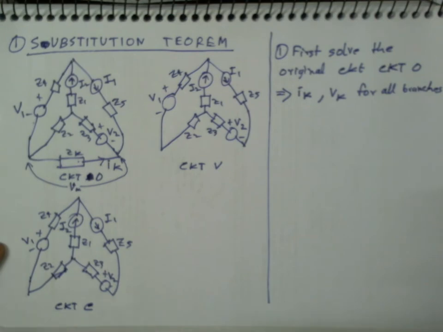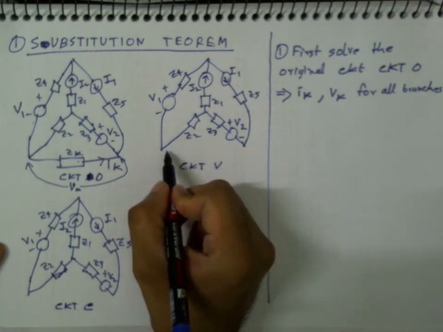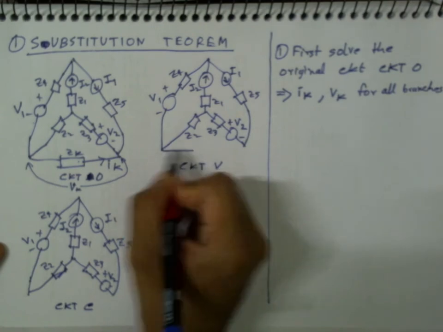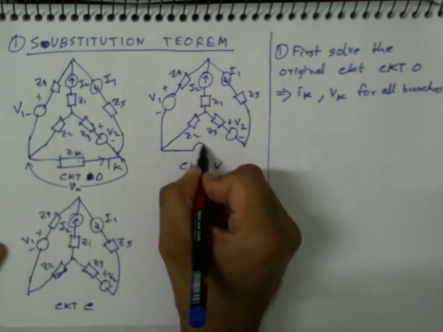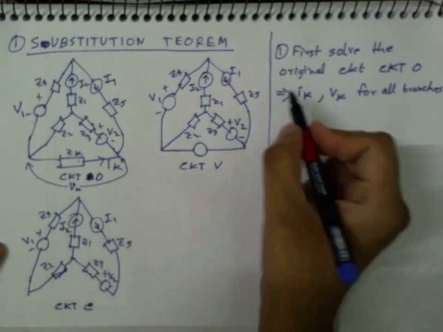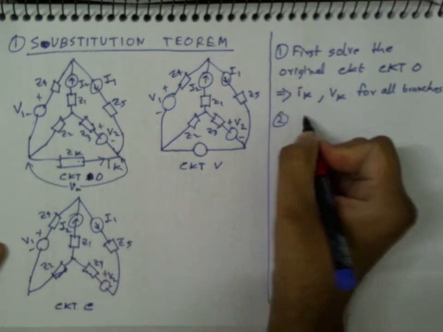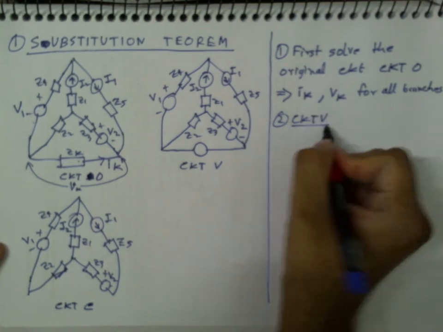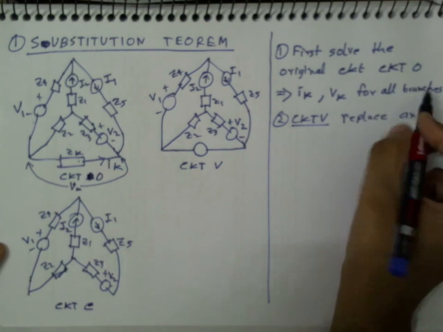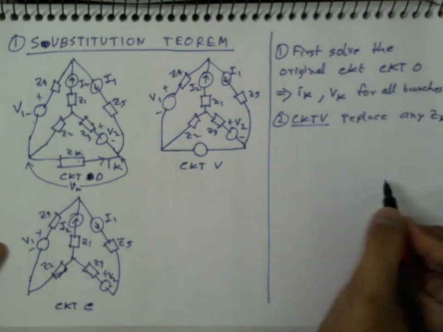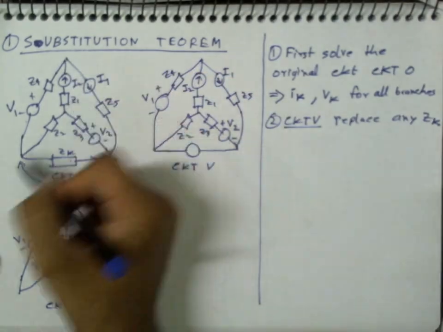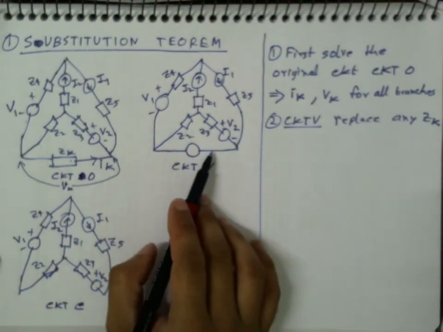Now I will do this. In circuit V, I will replace this impedance with a voltage source. Circuit V, replace any ZK. Okay, this can be any branch. This could have been this branch or this branch or this branch, doesn't matter. I just have chosen this one.